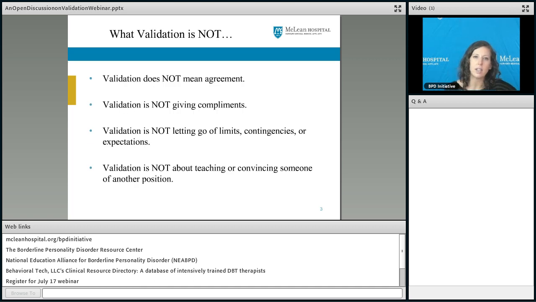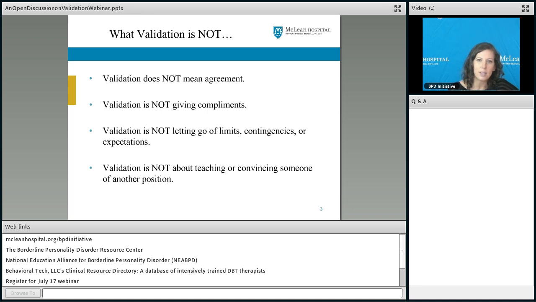So what validation is not. Validation is often a confusing topic. Part of it is that the word validation has multiple meanings. But we don't use validation to mean agreement. So again, you're looking at the wisdom in another person's perspective. And oftentimes we have to validate situations that we don't agree with and maybe we don't even fully understand.